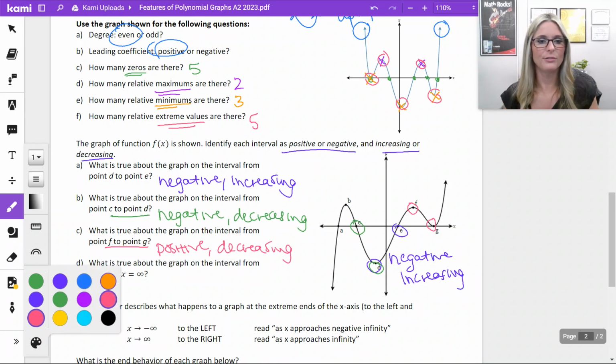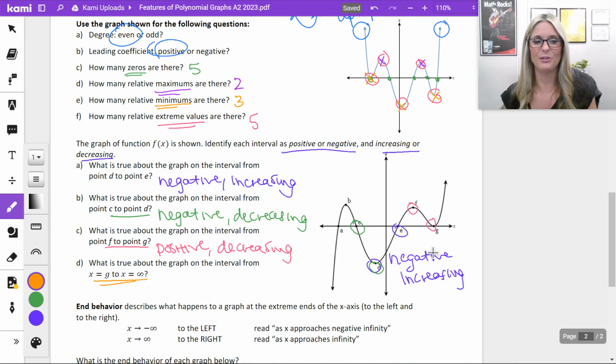And then the last one, don't forget we can use that interval to show those endpoints. So from G to infinity, so towards the end of our graph there, it is above the x-axis, so still positive and increasing. Okay, so hopefully you recall that from a couple weeks back.